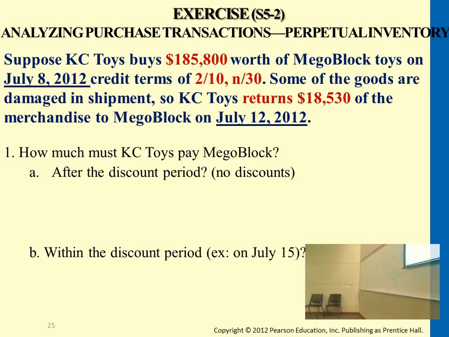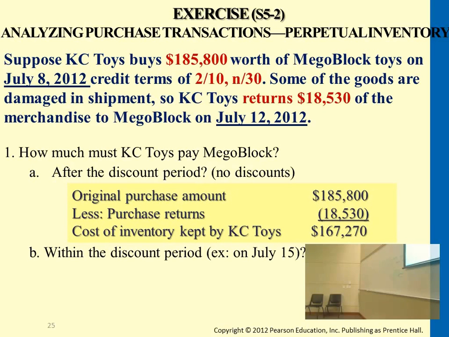After inspecting the inventory, the goods are not useful, and altogether the ones that are not useful being shipped back are worth $18,530. Going back to that inventory account, remember the left side increases when we purchase inventory. The right side will decrease whenever there are discounts or returns. So for the first question, if we do not pay within the discount period, then you don't have to worry about the discount. There are only these two numbers, really. You have the purchase amount, and then you subtract purchase returns. Altogether, your company will be paying cash of $167,270, without the discount.